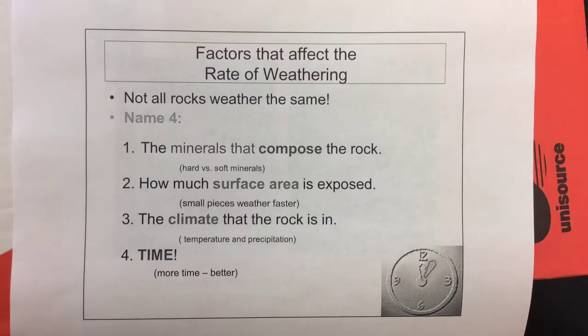Third, the climate that the rock is in, temperature and precipitation. So the hotter or cooler that it's in and the amount of rain will affect how fast the rock breaks down. In general, the bigger the swing, higher temperature, lower temperature, and amount of rain will also really affect this. And fourth, and most important, is time. With more time, there's a better chance that something will crack or break open.